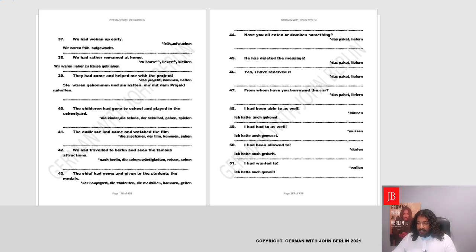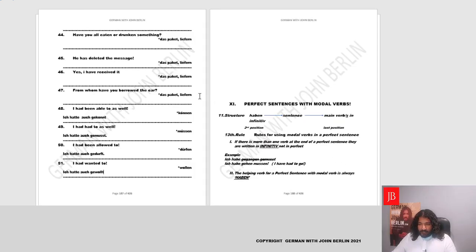Yes, fantastic. Okay, do we have anything else? Fantastic. So these were the verbs we did in perfect tenses. We used the helping verb sein, we used the helping verb haben. We also did some context-based sentences with modal verb. We'll be making complete sentences with modal verb, like I had been able to go, I had had to leave, I had been able to drive, I had wanted to see, in the next lessons, in the forthcoming lessons.